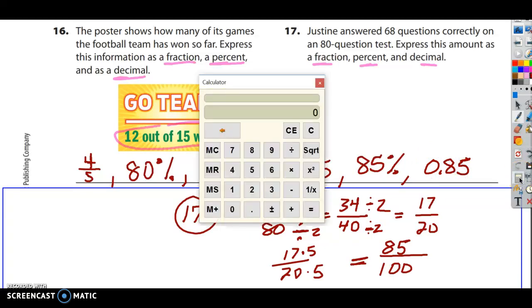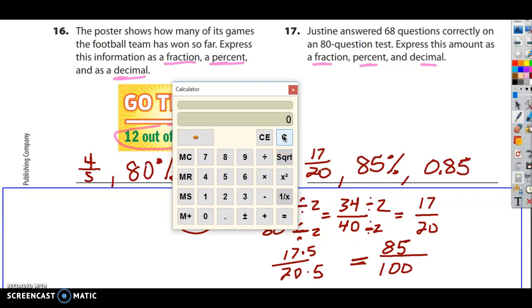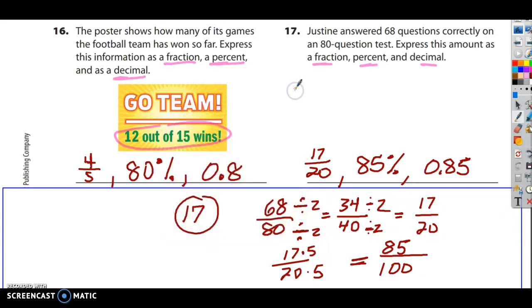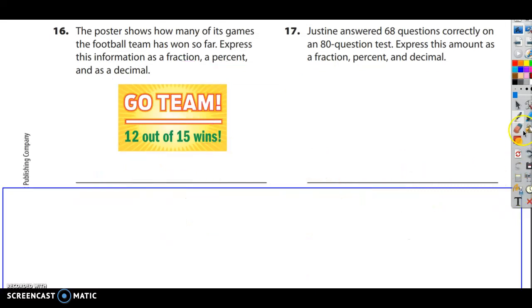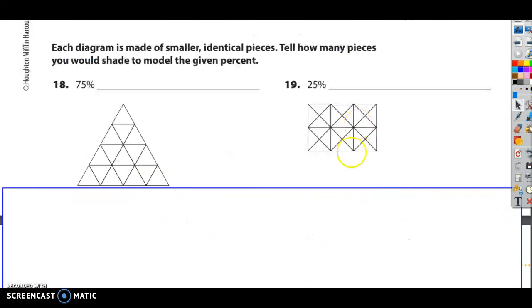You could prove either one of these by dividing. If you got 68 out of 80 on a math test, you would do 68 divided by 80, and you're going to get 0.85. So that just proves that what we just did is correct. All right, 2 more at the bottom, and these end up being just a little bit tricky, but I'll do my best to help you.